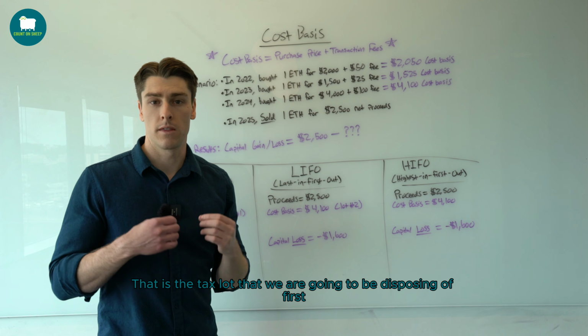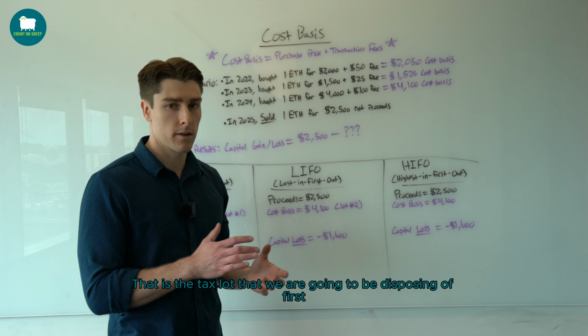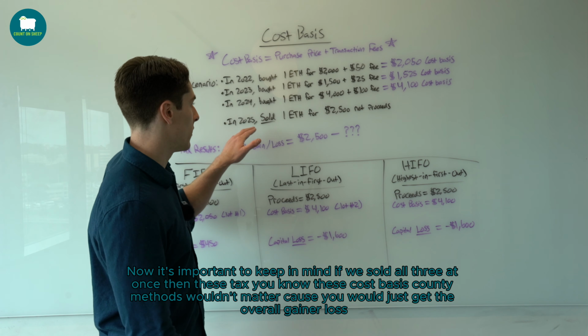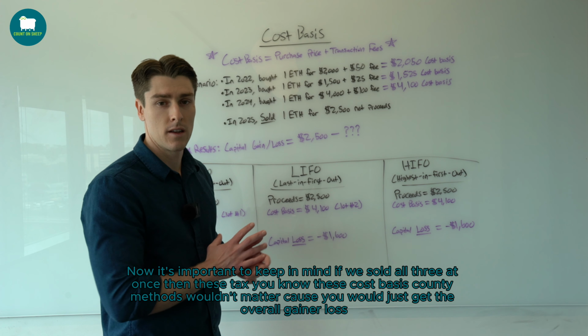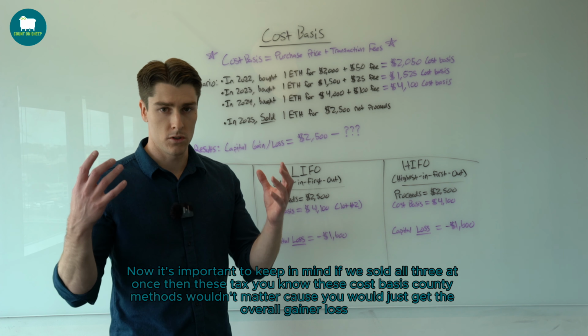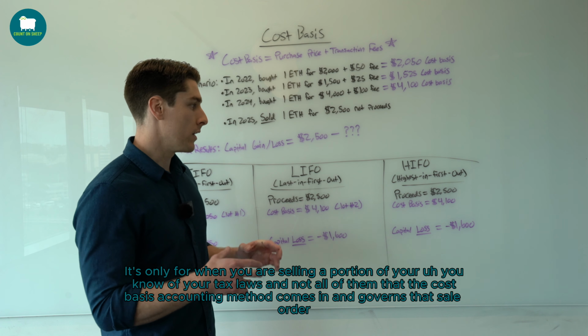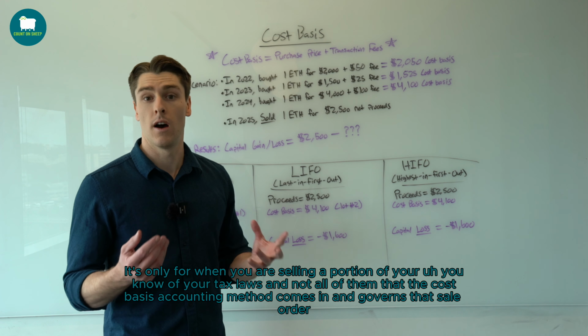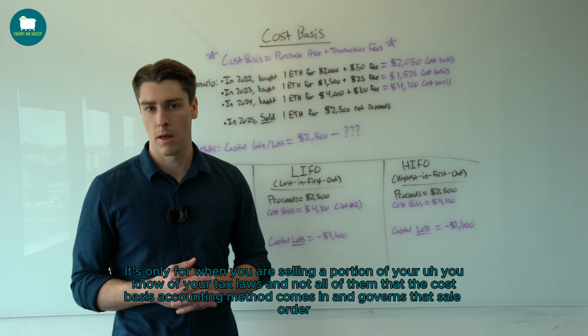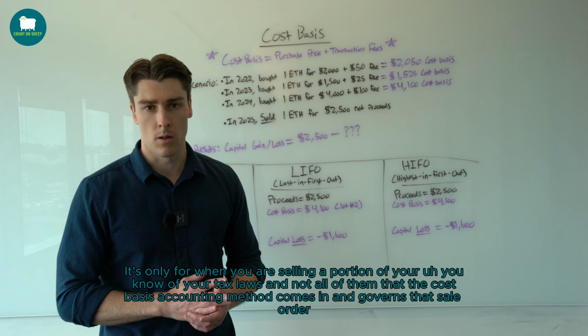That is the tax lot that we are going to be disposing of first. Now, it's important to keep in mind, if we sold all 3 at once, then these cost basis accounting methods wouldn't matter because you would just get the overall gain or loss. It's only for when you are selling a portion of your tax lots and not all of them that the cost basis accounting method comes in and governs that sale order.